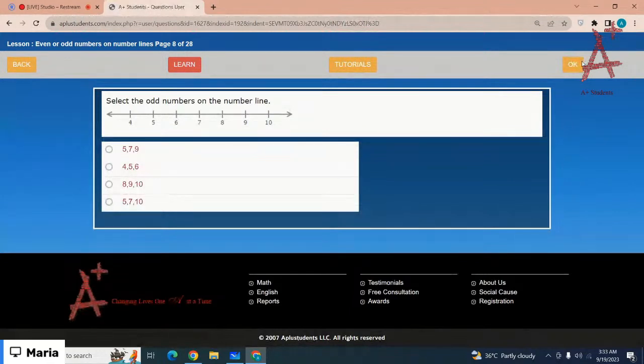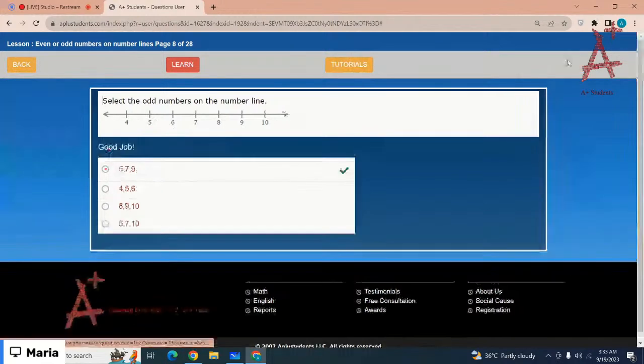Select the odd numbers on the number line. So which numbers are odd? The odd numbers are 5, 7, and 9. Option number 1 is the correct option, right?